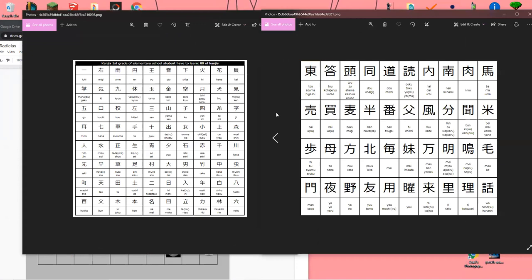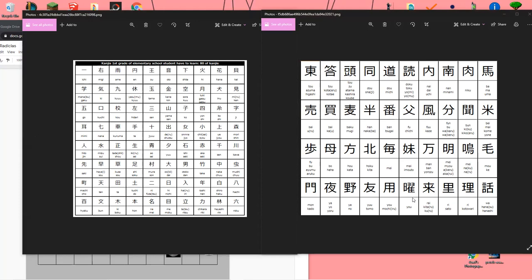This is the first grade kanji. This is the second grade, or part one of the second grade. As you can tell, the first grade kanji seem a lot simpler in terms of the amount of strokes. Like ni, which means two, the number two, has only two strokes. This is a lot simpler than these, some of which have 10, 12 strokes. By the way, I would say the range of 10 to 15 is the average amount of strokes.